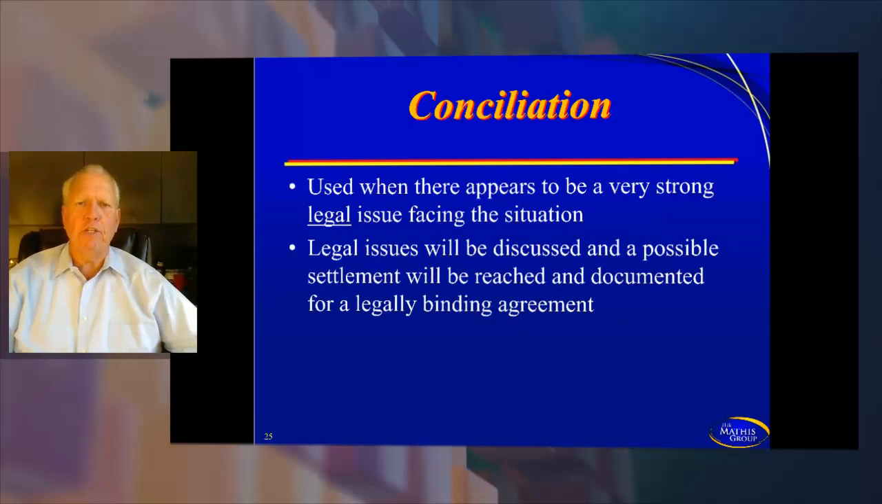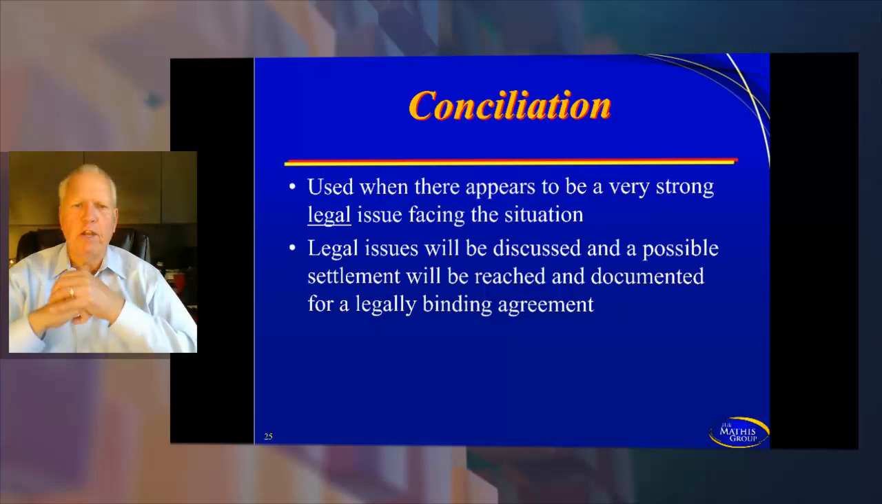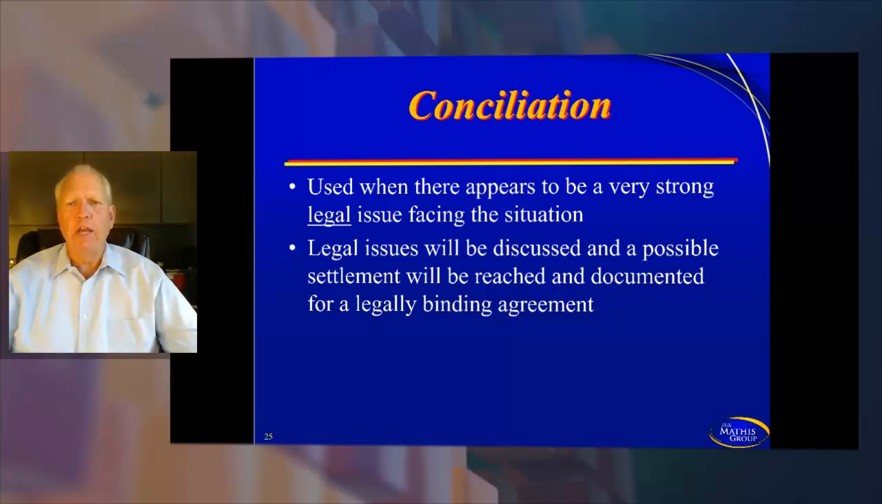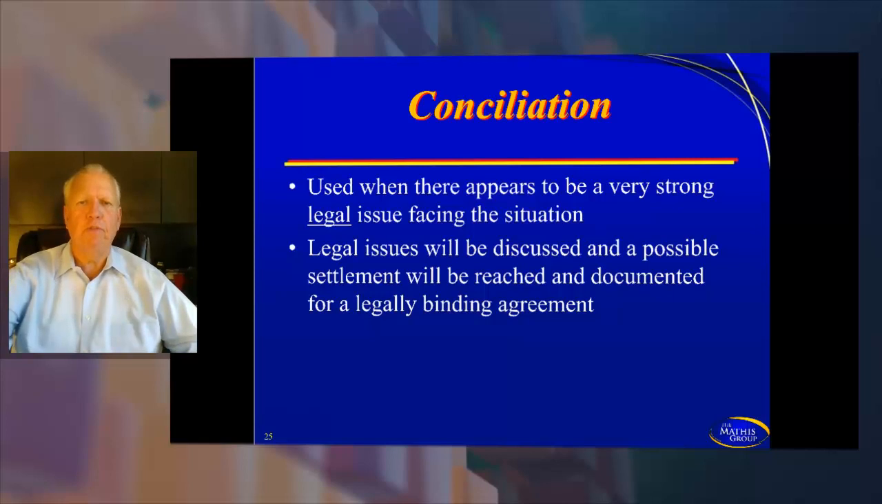The other is conciliation, and that is used when there appears to be a very strong legal issue facing the situation. Legal issues will be discussed and a possible settlement will be reached and documented for a legally binding agreement. However, they didn't go to court. This is like what we would say they settled out of court for this amount of money. So conciliation means that one party is agreeing to pay another party X number of dollars, and this allows the project to move forward and stop any other legal issues associated with this.